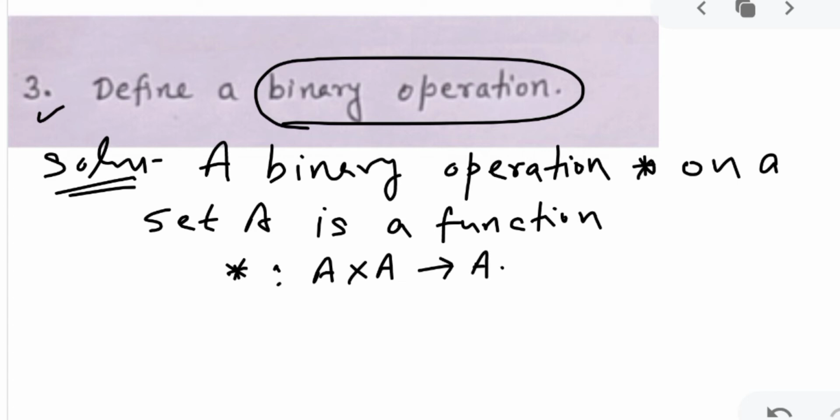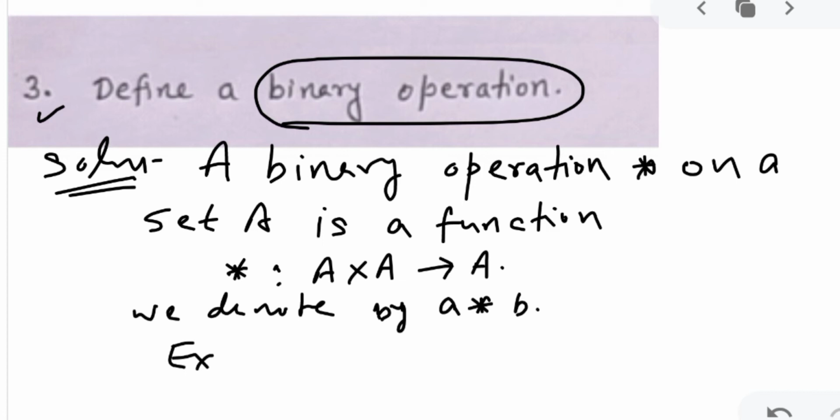We denote it as Y A star B. If two elements are there, then we will represent A star B. And if you want to give an example, just use the one covered in the previous question. You can give the same example. A star B is equal to LCM of A and B, or A into B equal to 4. Anything you can give.